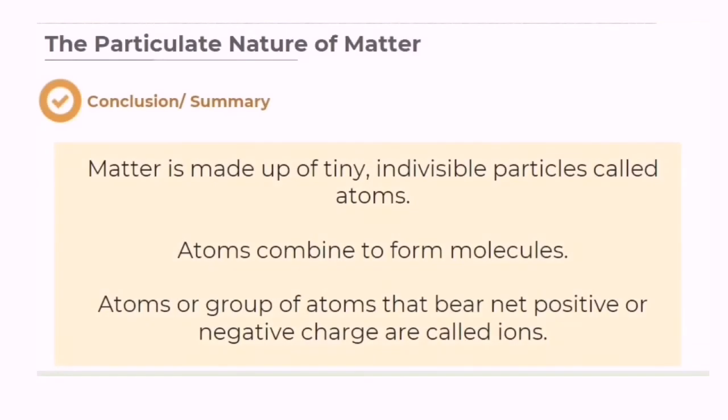To summarize, matter is made up of tiny, indivisible particles called atoms. Atoms combine to form molecules. Atoms or groups of atoms that bear net positive or negative charge are called ions.